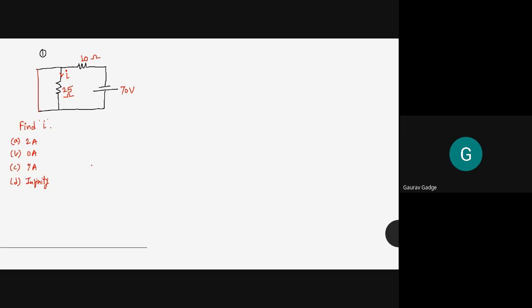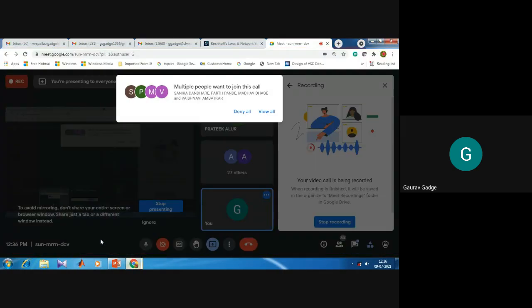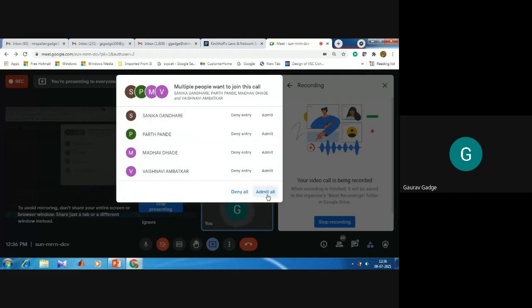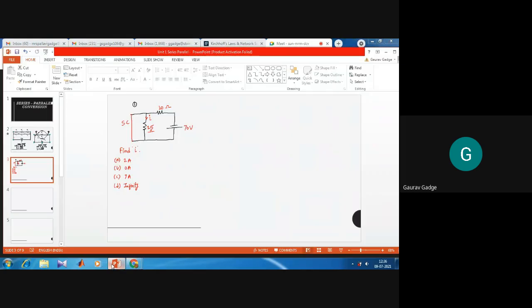What should be the value of current passing through the 20 ohms, 25 ohms branch, which is short circuit? So there is a short circuit across the 25 ohms branch. Can anyone tell me the value of this current? Just tell me the value of this current. 2 ampere.